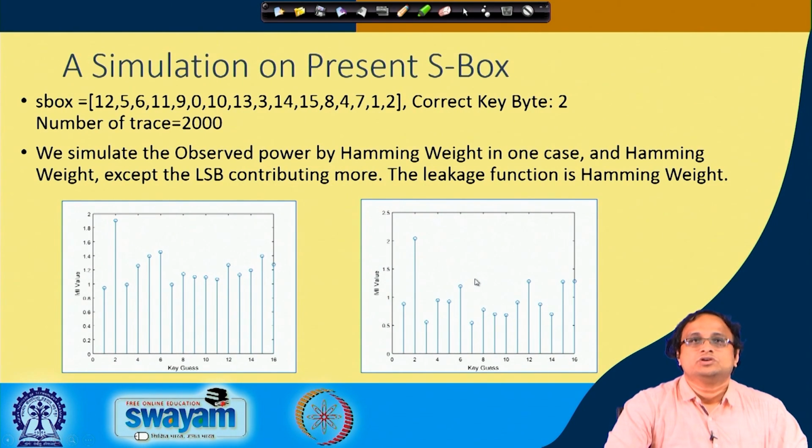Okay. So, here is a further example on a PRESENT S box. The PRESENT S box is denoted here. In this case the correct key byte is at a specific location, and the number of traces is 2000. Again you see that you can get a corresponding peak. In this case the leakage is modeled again by the Hamming weight, and we indeed get a corresponding peak at the correct key guess value. Okay. So, in one case I have simulated the power with only the Hamming weight. In another case I have plotted it with the Hamming weight, except that one bit is contributing more to the leakage. So, we have basically added an extra incentive for that bit. This is just to see whether our simulation works.